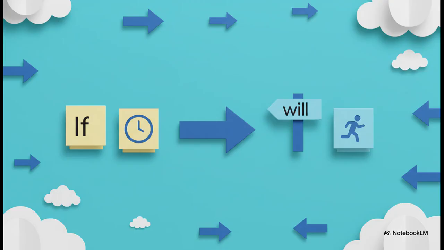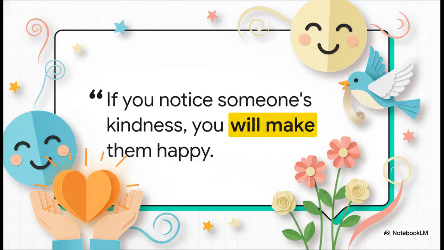Now here's the little twist in the formula. We still kick things off with if and the present simple, but the result gets a future-facing upgrade. We add the word will. That one little word is what pushes our sentence into the future. Here's a really great real-world example. If you notice someone's kindness, you will make them happy. Now, is this 100% law of physics like the iron sinking? Well, no. But is it a very real and very likely future outcome? Absolutely. And that's the first conditional.